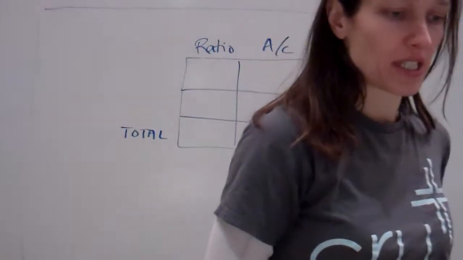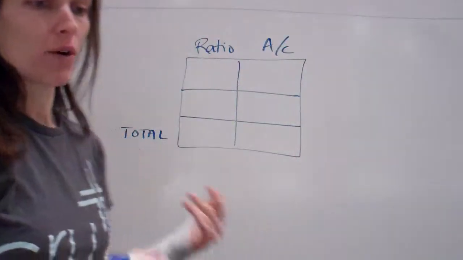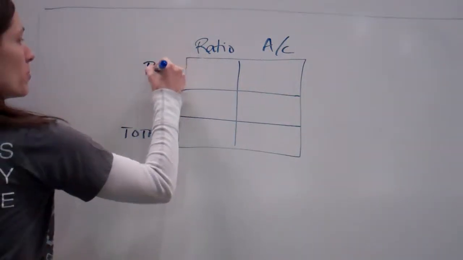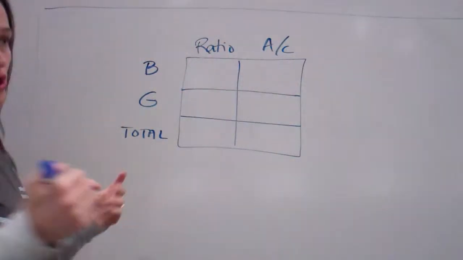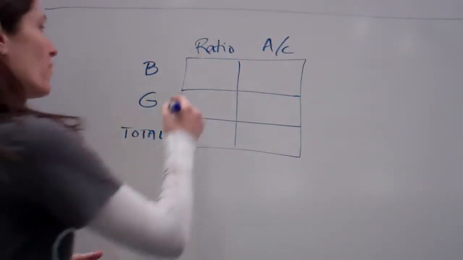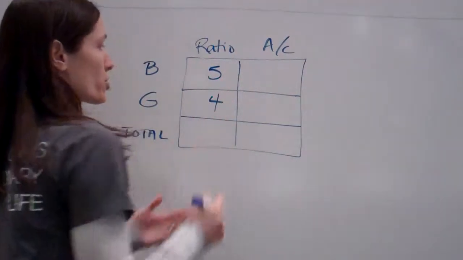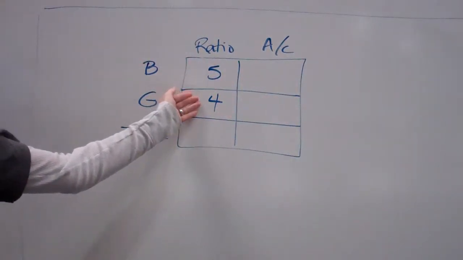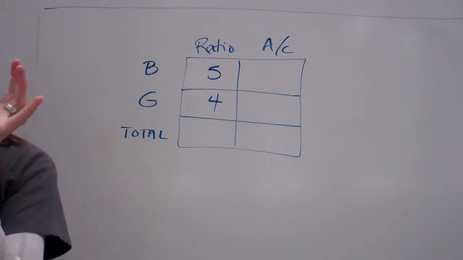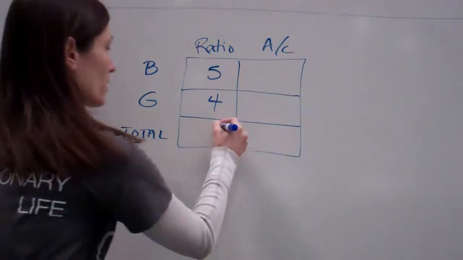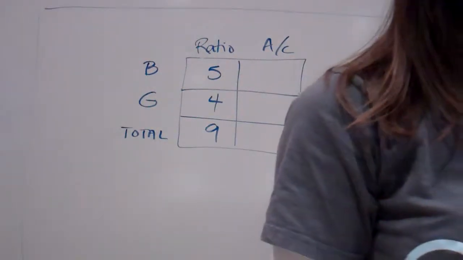So, for example, this is an example. The ratio of boys to girls, B and G, at the concert was 5 to 4. So every 5 boys, there are 4 girls. So what is the total number of ratio for the boys and girls? 9. Now, they didn't tell us that. We had to figure that out.